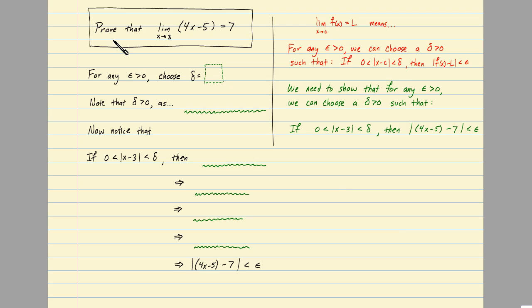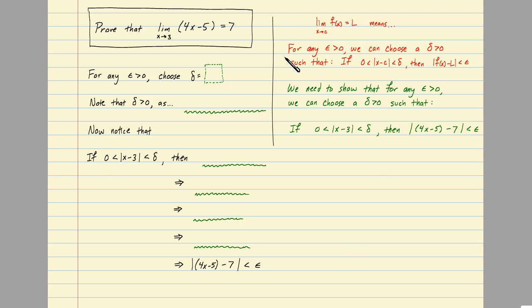Okay, so let's try to prove that the limit as x approaches 3 of the expression 4x minus 5 is equal to 7. And let's do this with the epsilon delta definition of a limit. Okay, so I've laid out some stuff to help us get started here.